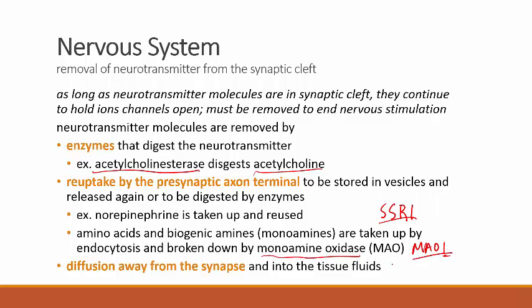Then last of all, some neurotransmitters just diffuse away from the synapse and out into the tissue fluids, where they will be neutralized by enzymes. These are neurotransmitters that take a little bit longer to be cleared from the synaptic cleft than those that are destroyed by enzymes or taken back up by reuptake.